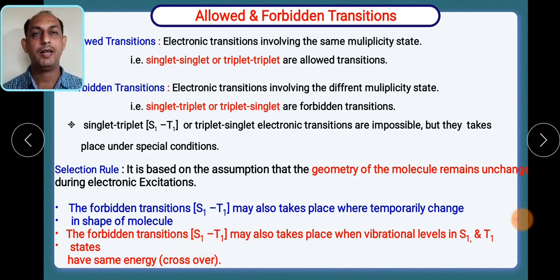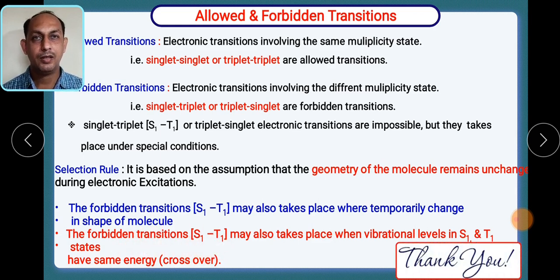I will repeat again. Allowed transitions are those transitions which take place in the same multiplicity state, that is singlet to singlet. In case of the forbidden, singlet to triplet, these are not allowed. But it is not the case that these are impossible. They are also possible when they have the same geometry during the electronic excitation, or they have the same energy. Go through this particular concept. I hope you will understand. This is a simple concept which you need to understand in case of the photochemical reaction.